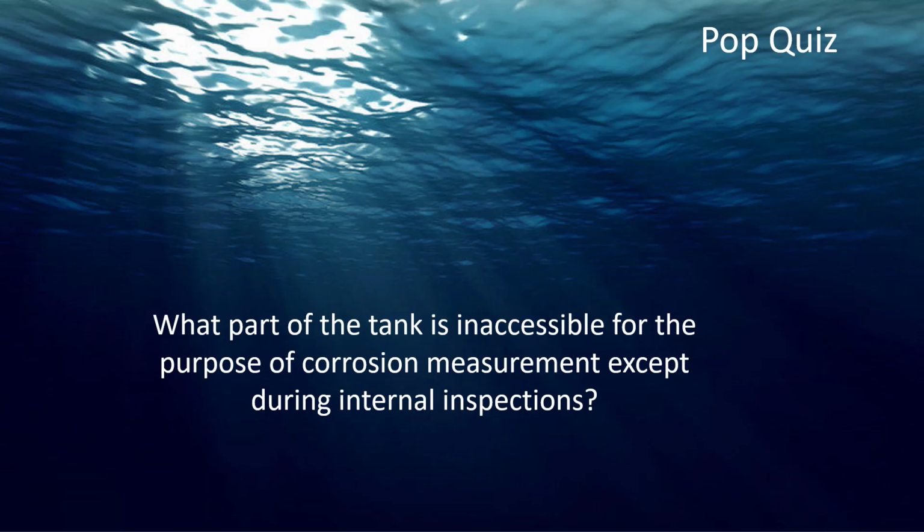Here's a pop quiz. What part of the tank is inaccessible for the purpose of corrosion measurement except during internal inspections? Well, you have access to the roof, both the outside and sometimes, with a confined space entry, the interior surface of the roof. The same is true for the shell, but most of the necessary readings could be gotten from external non-destructive examination. So the answer to the quiz is the bottom. The bottom is inaccessible except during internal inspection.